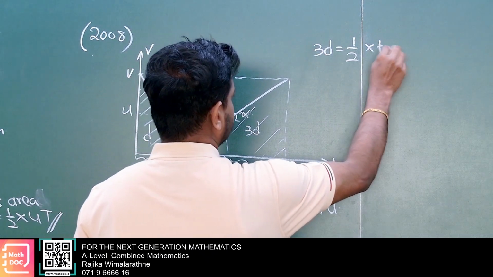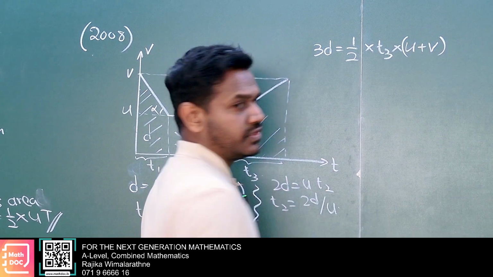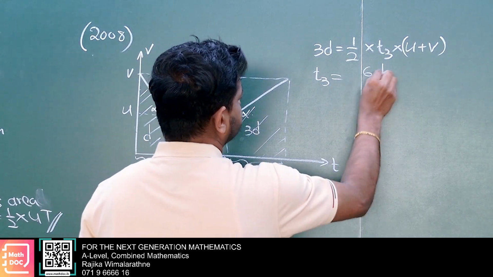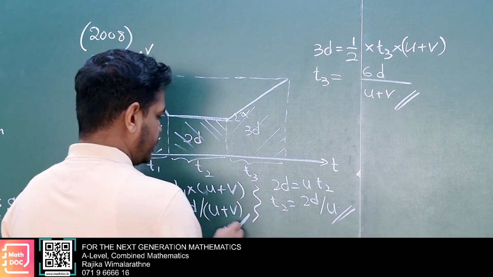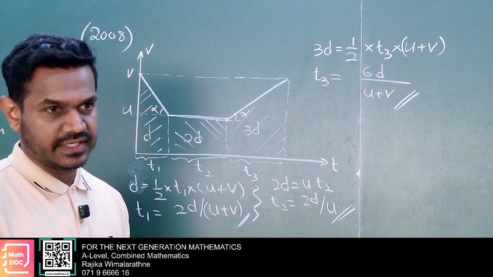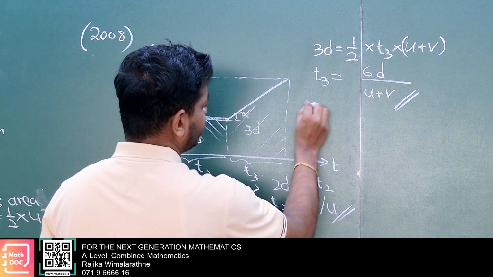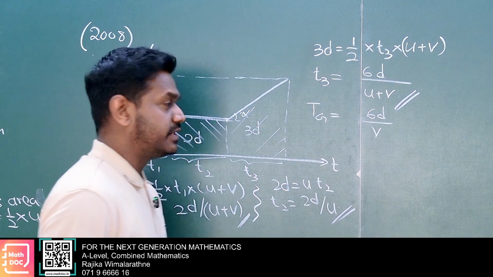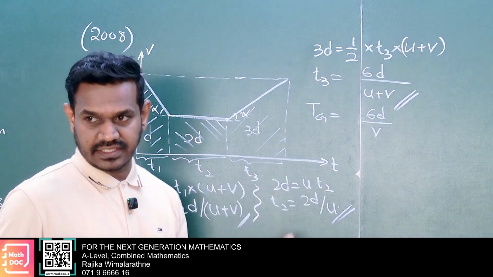Here this area, then here this area is 3d. Half into t3 into u plus v. Then t3 equals 6d over u plus v. Now we have three time gaps, t1, t2, t3. So usually it travels 6d distance with uniform velocity v, no? Then the general time, let's say tg, is 6d divided by v. So now due to this retardation and acceleration, the addition of t1, t2, t3 is surely greater than tg. Continue.